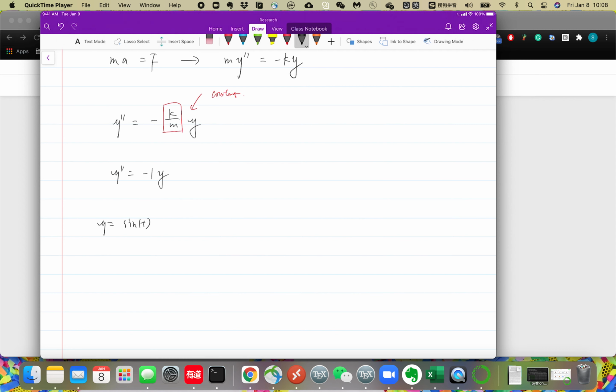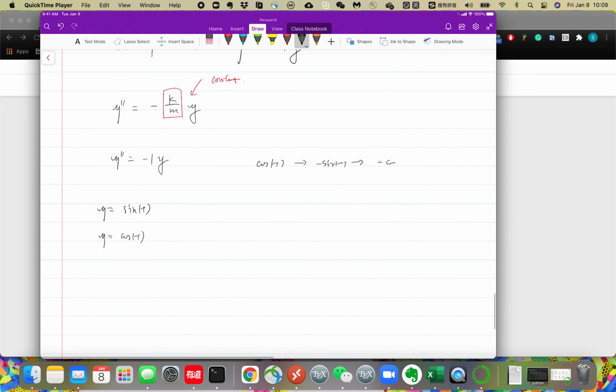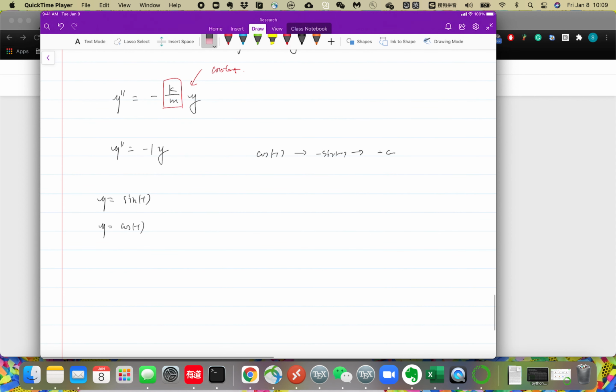Okay, wait a second. What about cosine t? Cosine t, take the derivative, negative sine t. Take the derivative again, negative cosine t. Cosine t also satisfies that. Not to mention, actually, if you multiply a constant here and here, they also satisfy that. Okay, but now it's great. Why? Like we said, for common sense, if you release your hand, that thing is going to shake, it's going to vibrate, it's going to go back and forth. These two solutions, no matter which one you take, they do have the property.